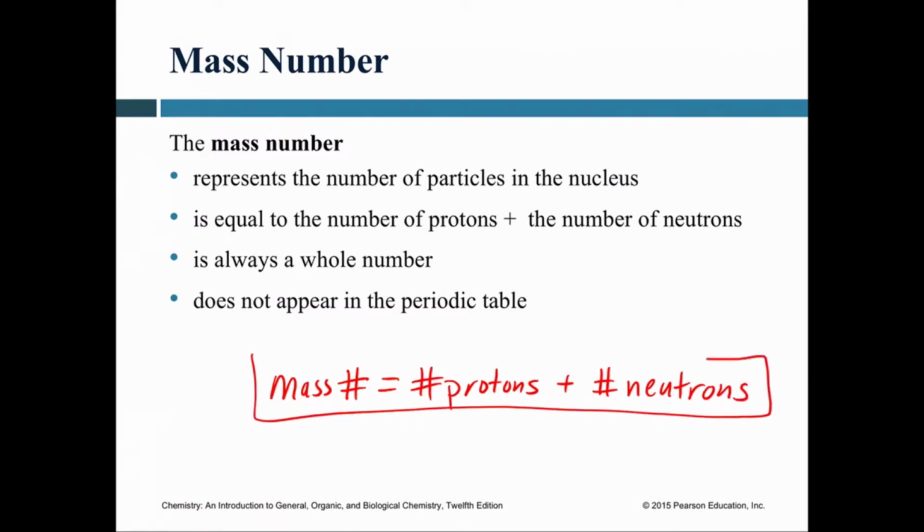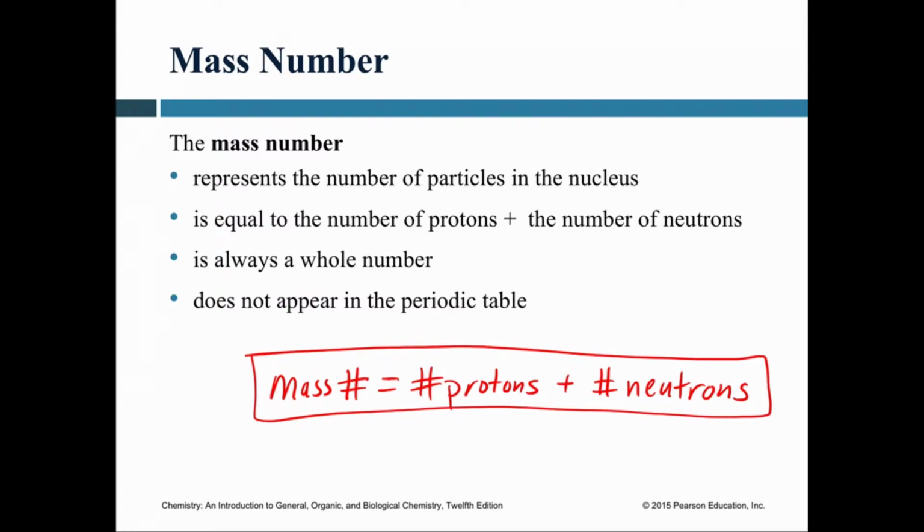That's the formula for mass number. So mass number is the number of subatomic particles in the nucleus of an atom, and it's always a whole number. You can't have a fraction of a proton, you can't have a fraction of a neutron. It's the protons plus the neutrons. Now remember this and take this to heart.